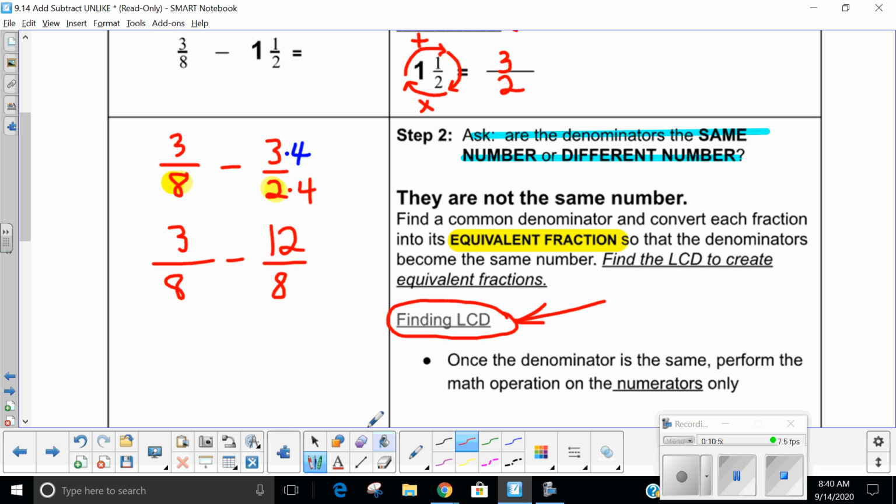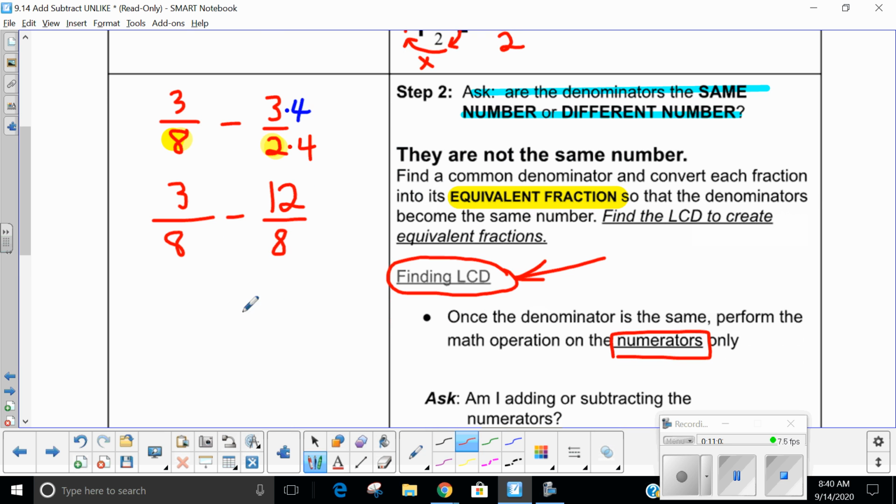Okay? Now, the denominator is the same. So now what we have to do is work with the numerators only. So I'm going to rewrite my problem, and I'm going to put my numerators and the math operation. So I'm simply going to say 3 minus 12. Okay, and I'm going to put that up top. 3 minus 12, all over 8.